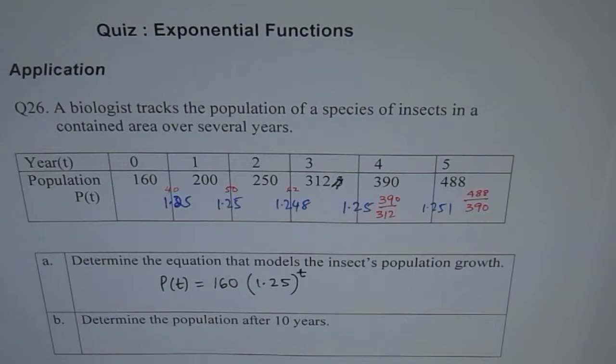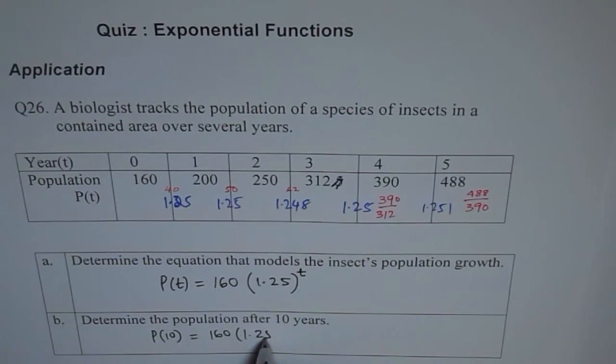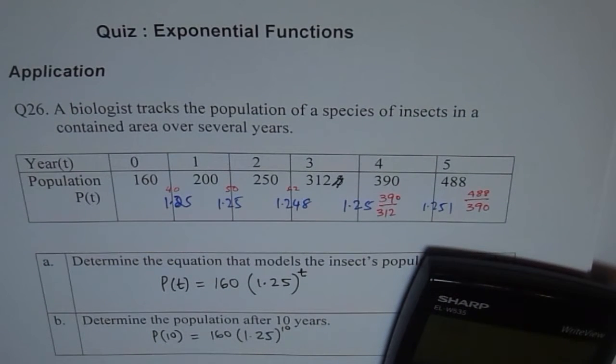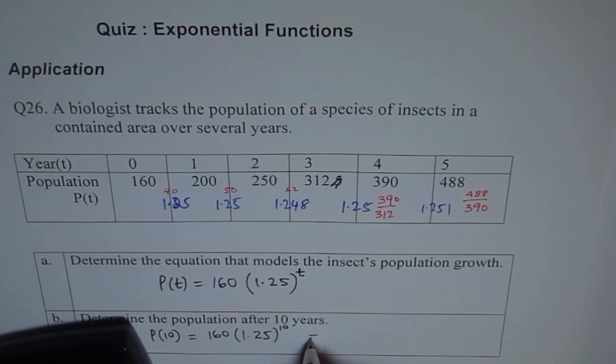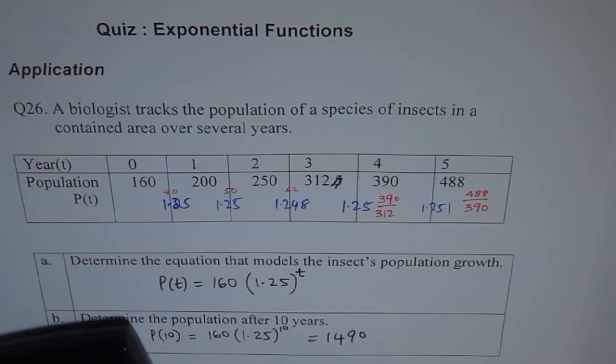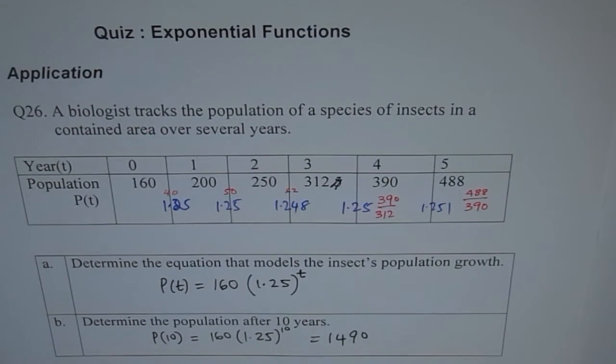Now the question over here is, determine the population after 10 years. After 10 years, it will be P(10). So we can write this as 160 times 1.25 to the power of 10. Here we can calculate 160 times 1.25 to the power of 10, which equals 1490. So the population will be 1490 after 10 years.